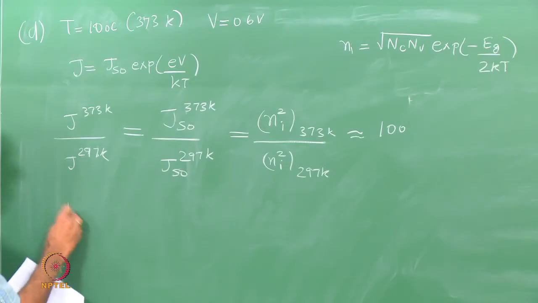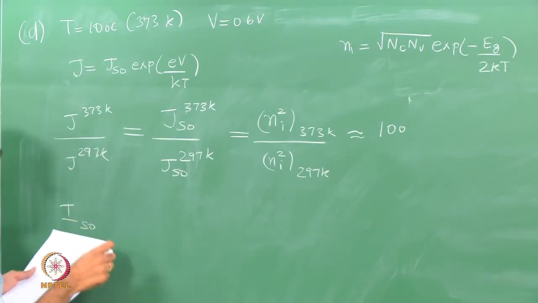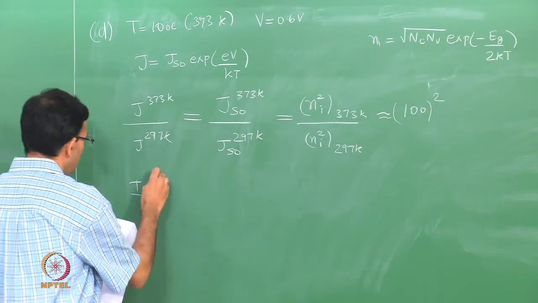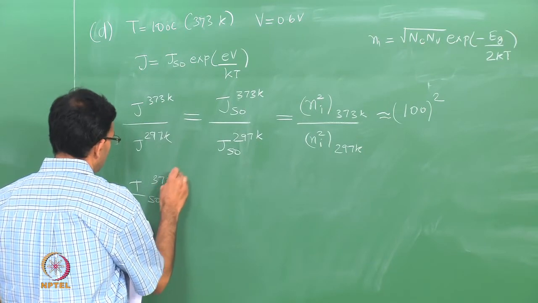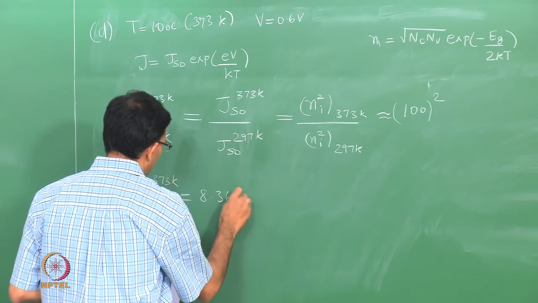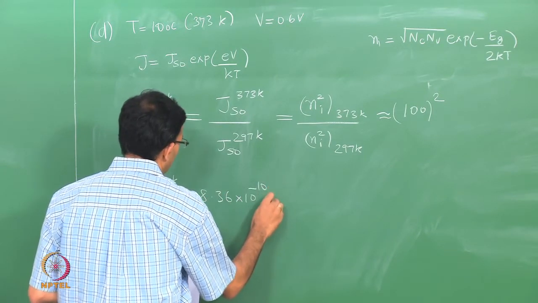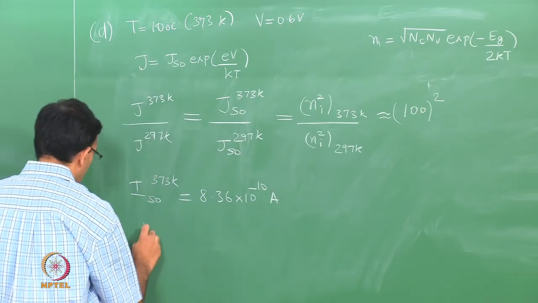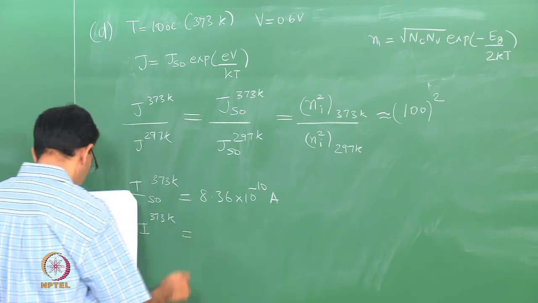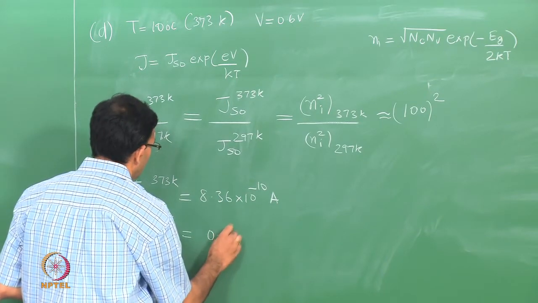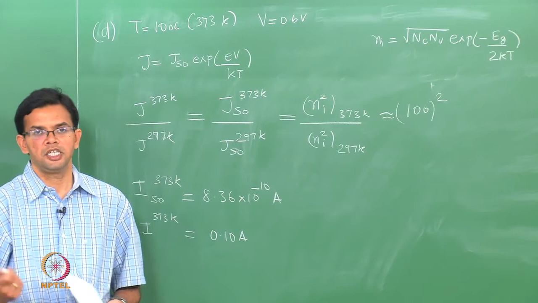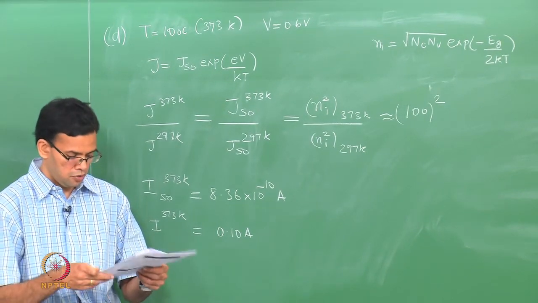So, the new value of IS naught at 373 Kelvin, let me just write down the final answer, is 8.36 times 10 to the minus 10, and the current I at 373 Kelvin is 0.10 amps, so that the current essentially increases by 4 orders of magnitude.